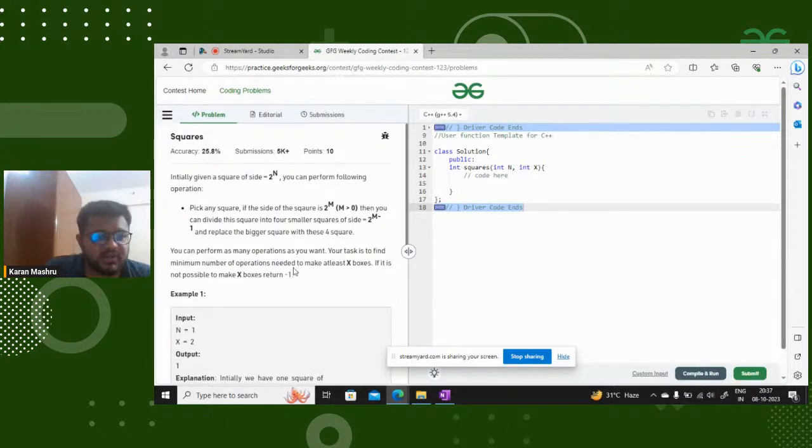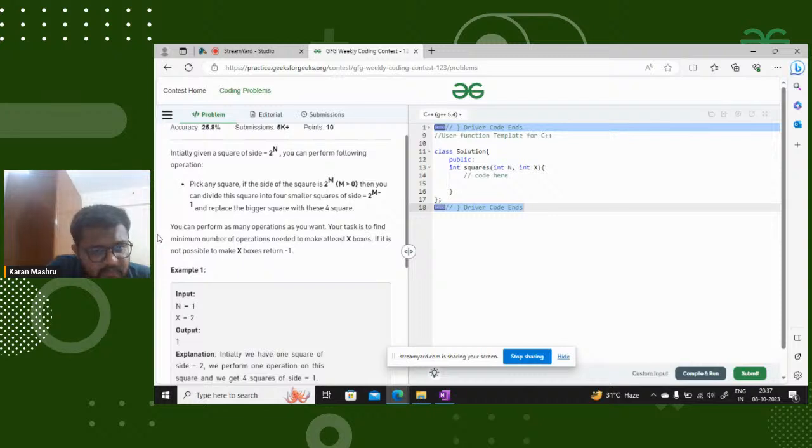So first of all, let us start with the first question, that is squares. So what does this question say? Initially given a square of side 2^n, you can perform the following operations. Pick any square if the side of the square is 2^m, where m is greater than 0. Then you can divide this square into four smaller squares of side 2^(m-1) and replace the bigger square with these four squares. Then you can perform as many operations as you want. Your task is to find the minimum number of operations needed to make at least x boxes. If it is not possible to make x boxes, then return -1.